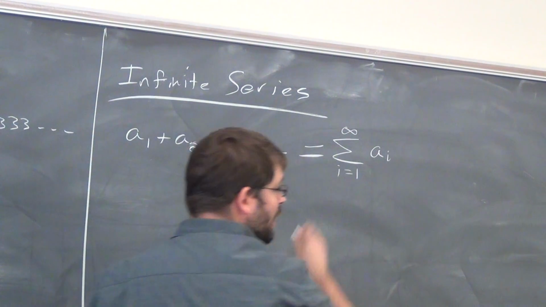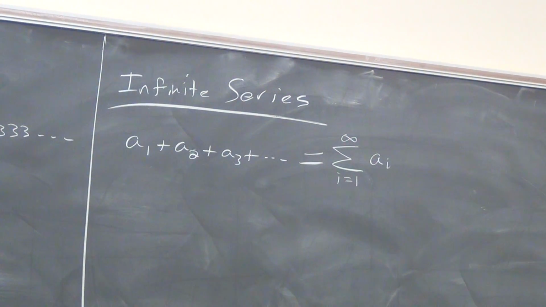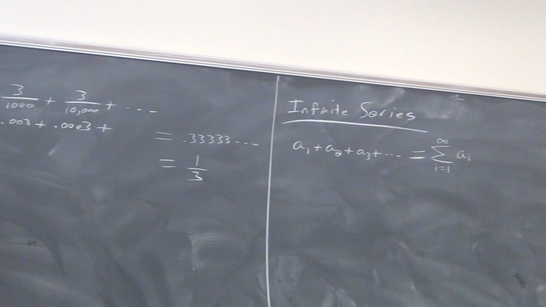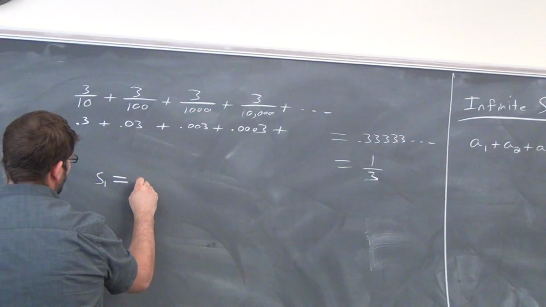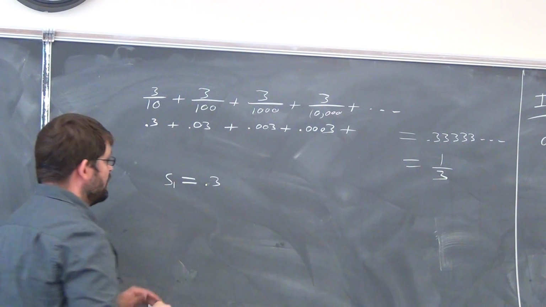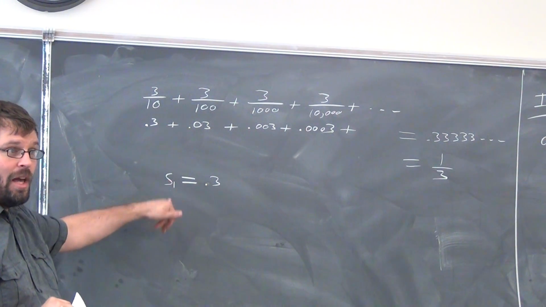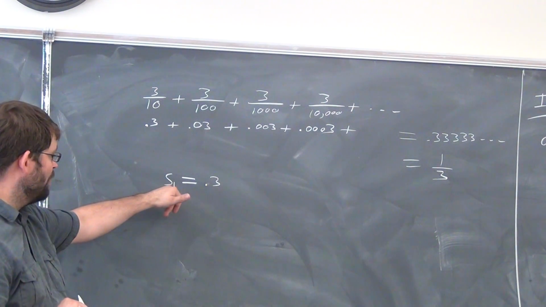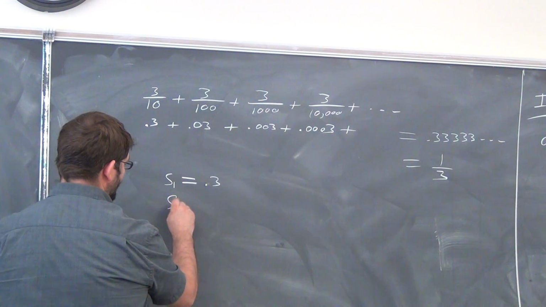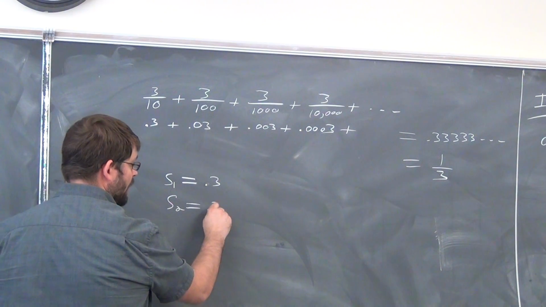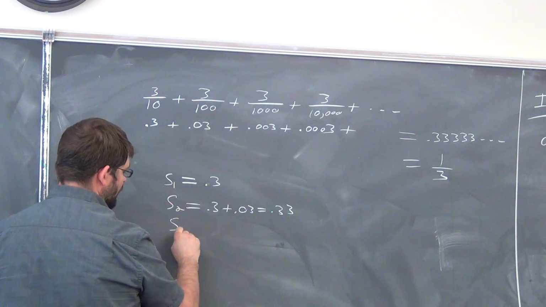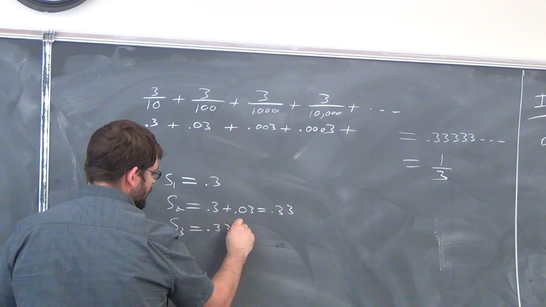So we want to decide what it means for this sort of thing to converge. Let me just come back up here. We're going to define these S sub n's in a second. These will be called the partial sums. They're just: sum the first element, sum the first 2 elements, so 0.3 plus 0.03, sum the first 3 elements. I'll just jump ahead.